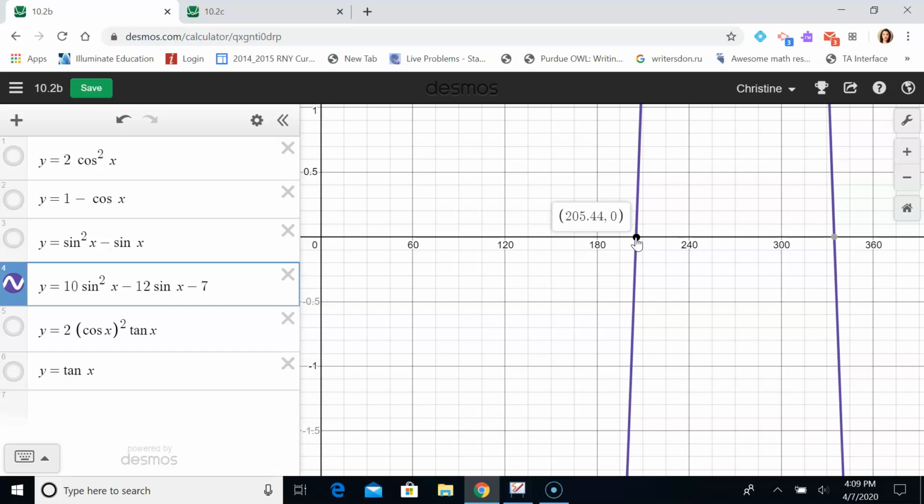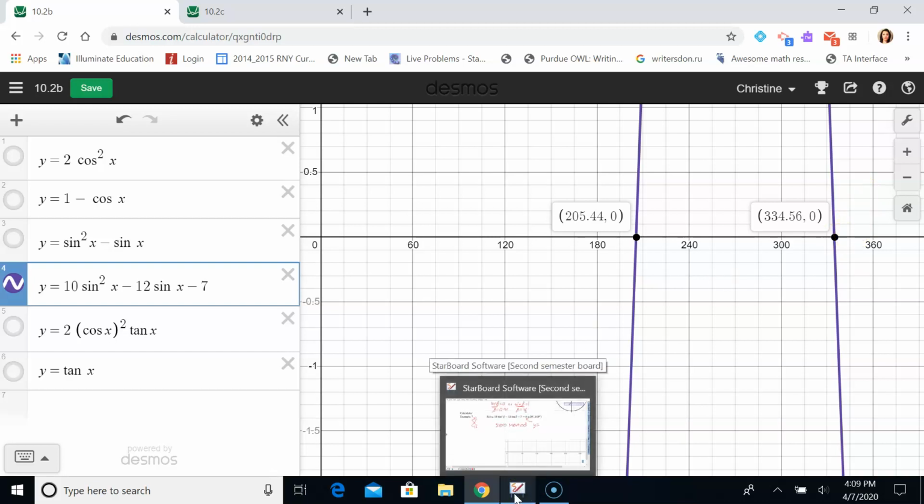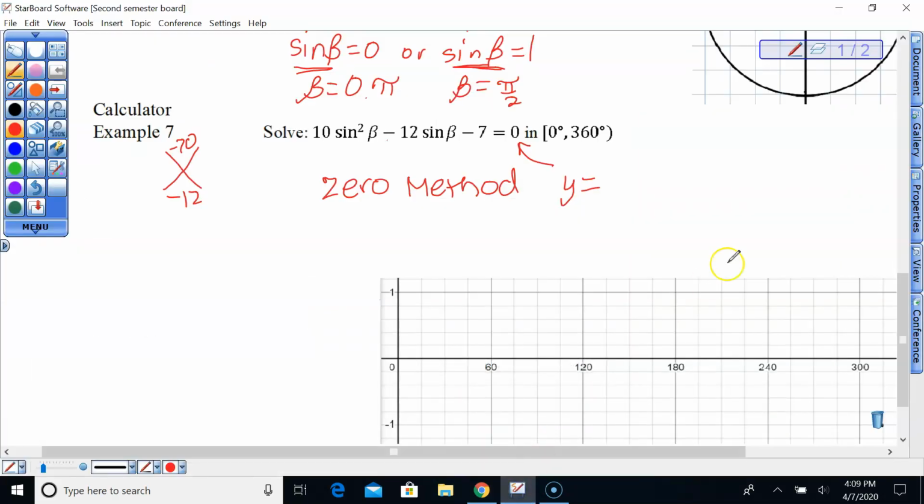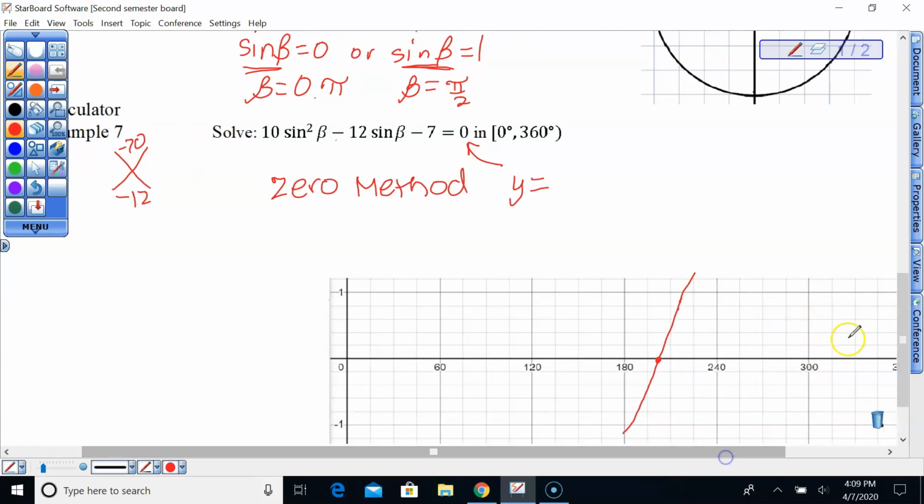So 205.44 degrees and 334.56 degrees. So we'll go back to our note page, or I'm going to go back to my note page. Your note page is in front of you. And we're going to just draw a little sketch of what that looks like. So about right here, your graph is coming up and then going off the page out of this window. And then it's coming back down, about right here, and then it's going back out of the page.